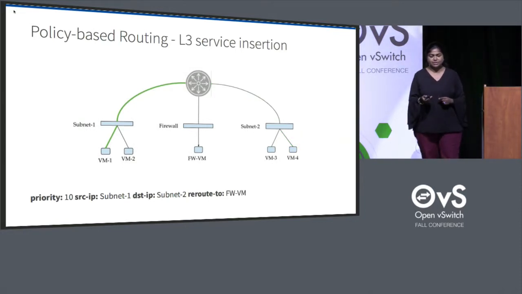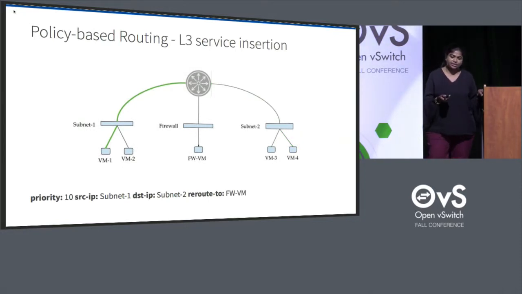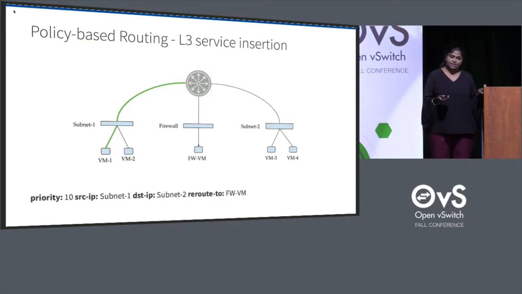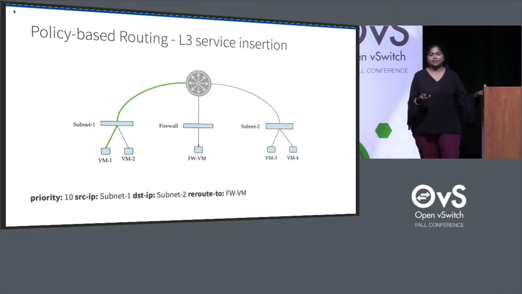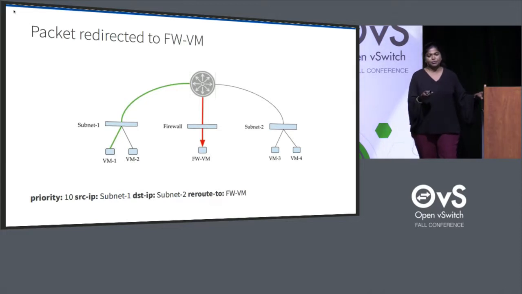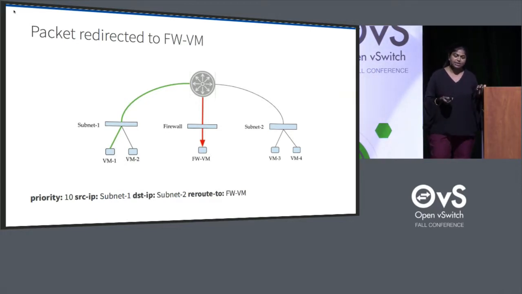In the case of policy-based routing, it is possible to add a policy to classify a packet as follows. If you look at the policy at the bottom, it has a priority 10. The source IP is subnet 1, that is the IP prefix attached to the logical switch of subnet 1. Destination IP is subnet 2, and the reroute IP is the firewall VM's IP. So in this case, the packet from VM1 goes to the logical router. At the logical router, it hits the policy, and the packet gets forwarded to the firewall VM.